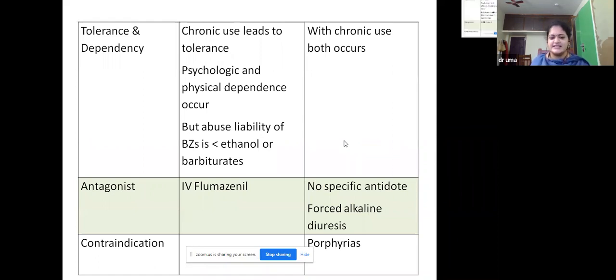The specific antagonist for benzodiazepines is flumazenil. There is no specific antidote for barbiturates. Forced alkaline diuresis has to be done. And for contraindication, acute intermittent porphyria is the absolute contraindication for barbiturate usage.